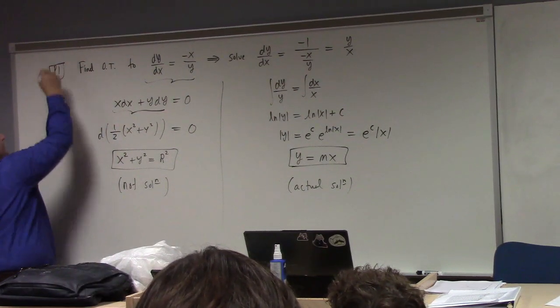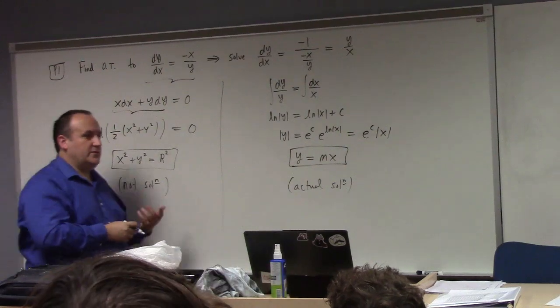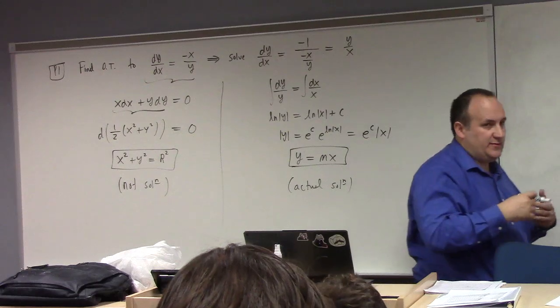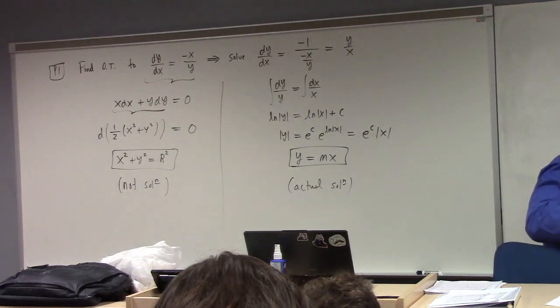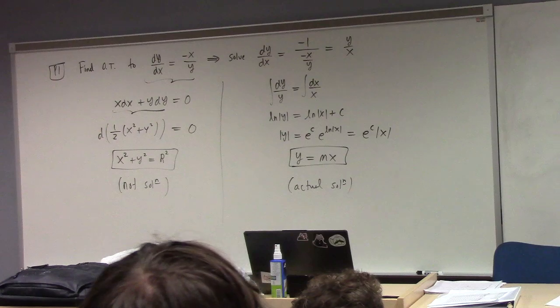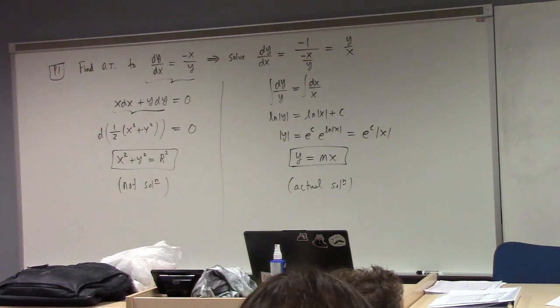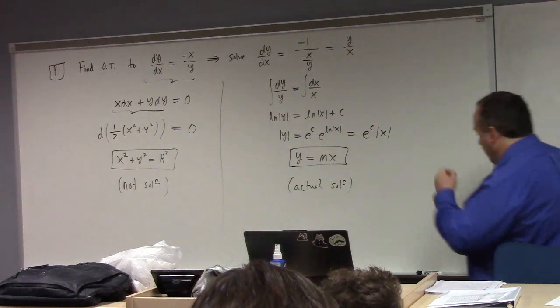So just to recap, how do you find orthogonal trajectories for a given differential equation? If you have it in the form dy/dx equals something, you solve dy/dx equals minus 1 over that something. That gives you the so-called orthogonal trajectories, right? So there's that.